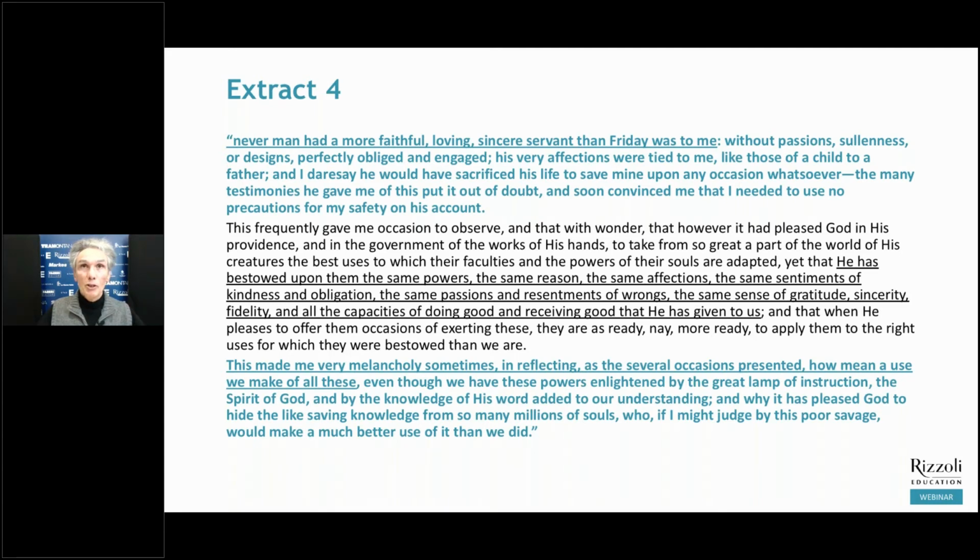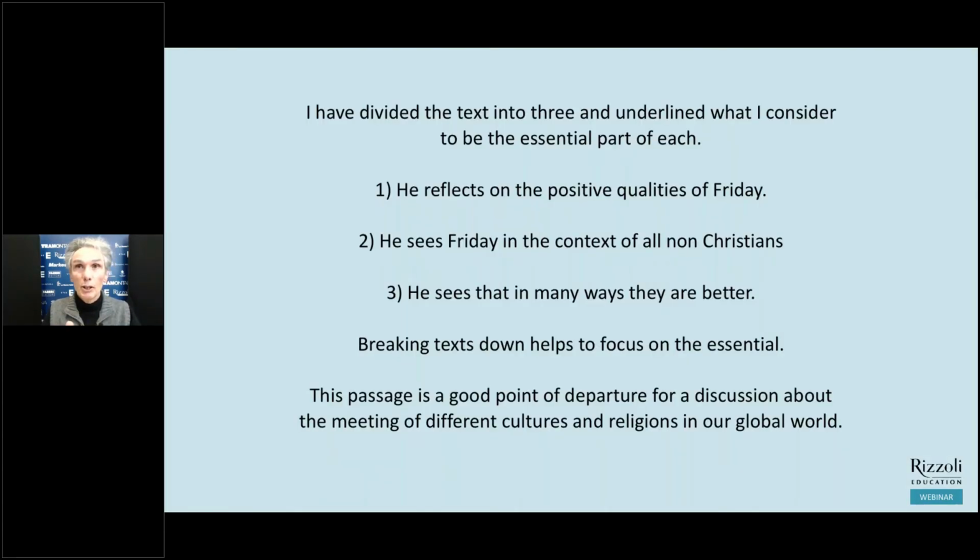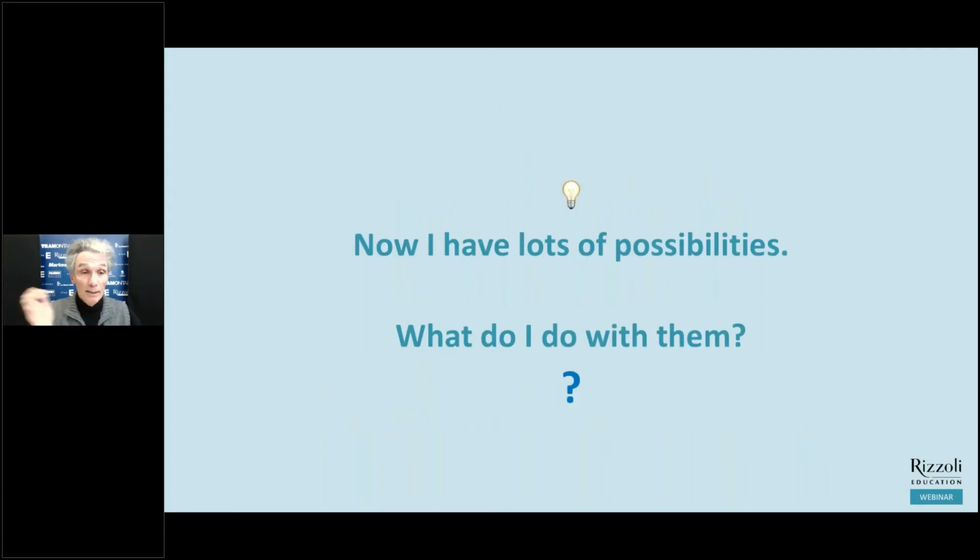It's incredible how he manages to create this Friday-Crusoe relationship, which is master-servant, but at the same time reflects as we might do today. That text is divided into 3. 1, he reflects on the positive qualities of Friday. 2, he sees Friday in the context of all non-Christians. 3, he sees that in many ways they are better. Breaking texts down helps to focus on the essential. This passage is a good point of departure for a discussion about the meeting of different cultures and religions in our global world. Now I have lots of possibilities. What do I do with them?